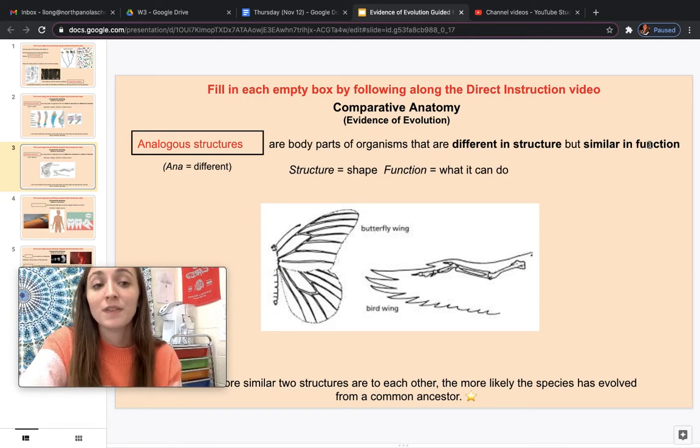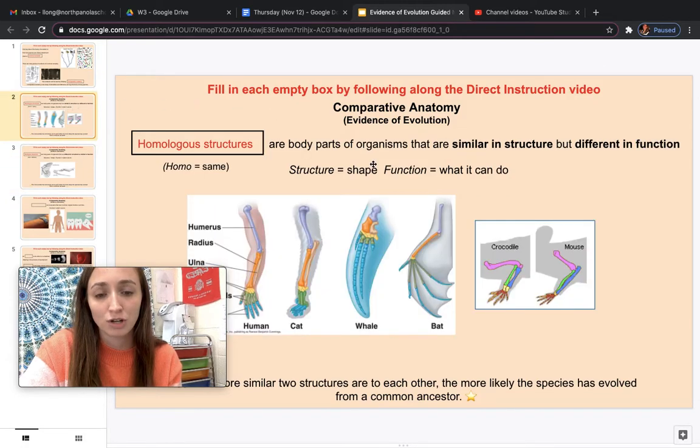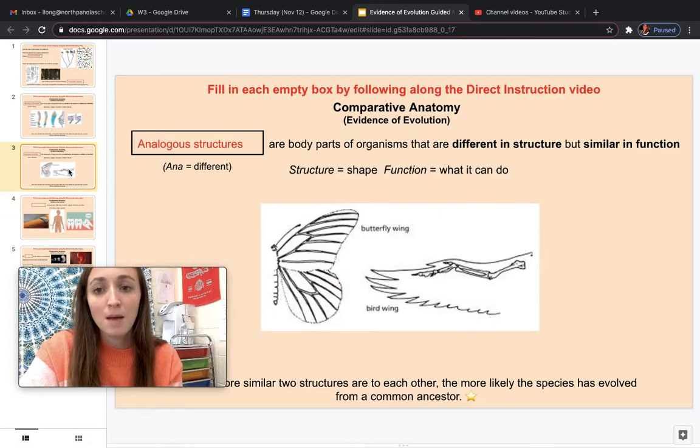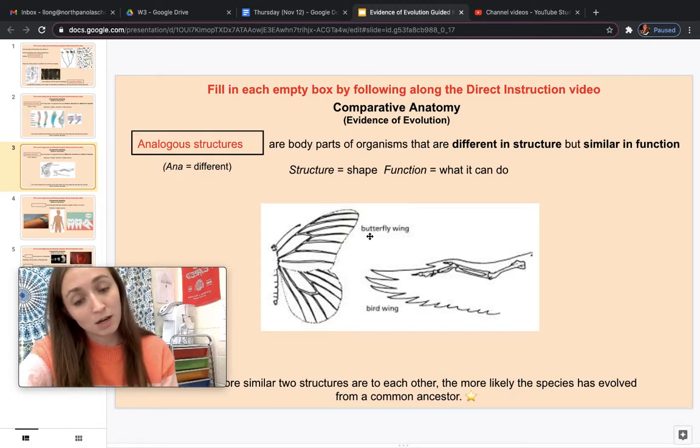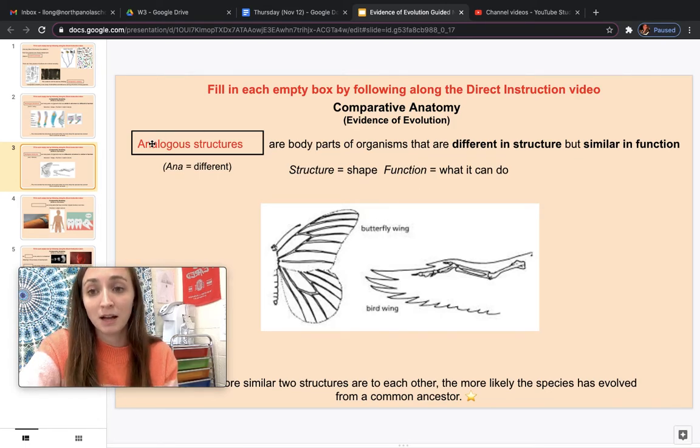However, they do have the same function, which is the opposite of these homologous structures. Remember, these all complete different jobs. They're used for different things. But analogous structures, they are used for the same thing. So a butterfly uses its wings to fly, to get around, and same thing with a bird wing. It uses that structure to fly and get around, but they are built differently. So when you see ana, think different structures. So they are not built the same.